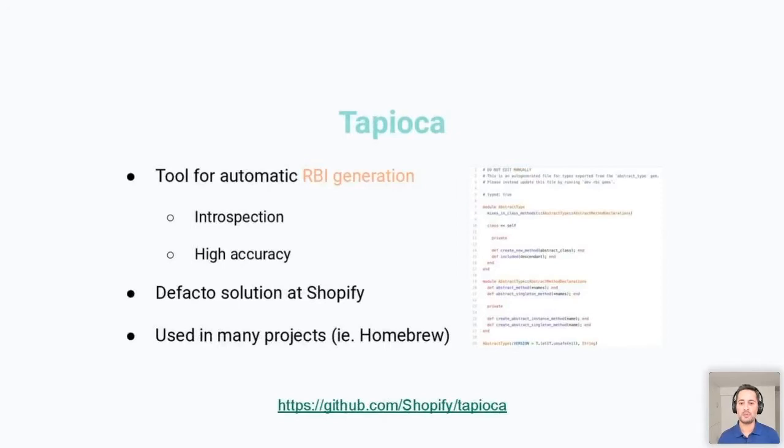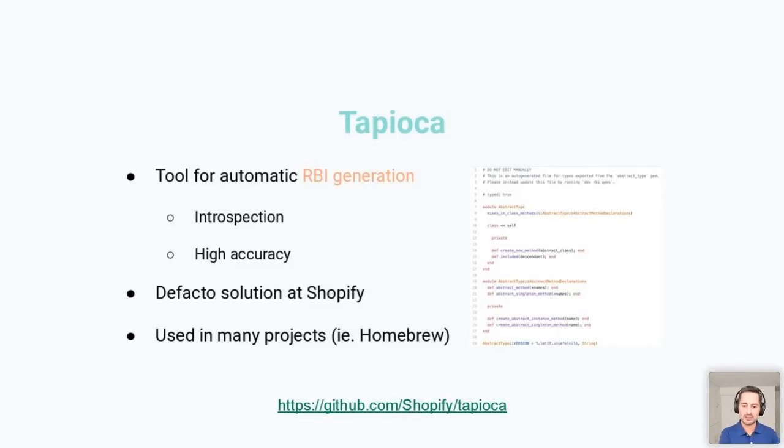And we, again, open sourced this tool. We named it Tapioca. It's a tool for automatic RBI generation from gems. It does runtime reflection and introspection on the gem Ruby code, and it produces a very accurate RBI output. And it's the de facto solution at Shopify. We only use Tapioca for generating gem RBI files within Shopify.